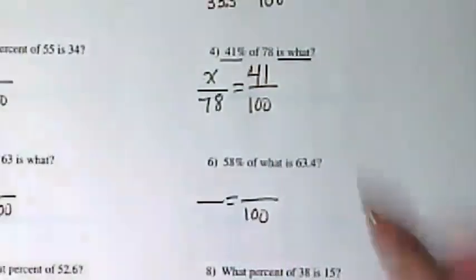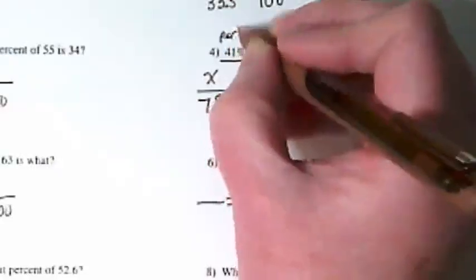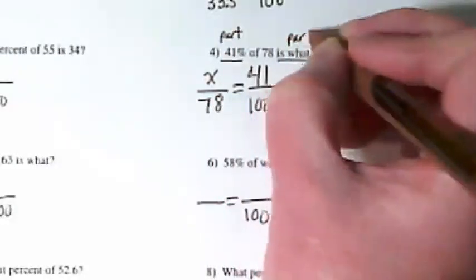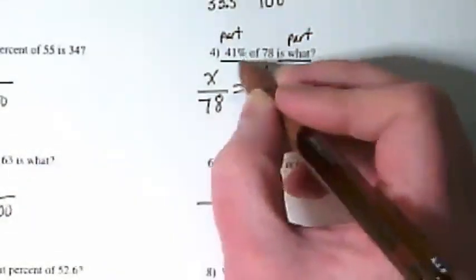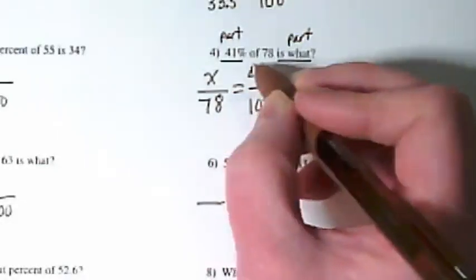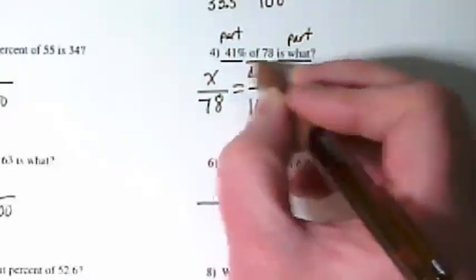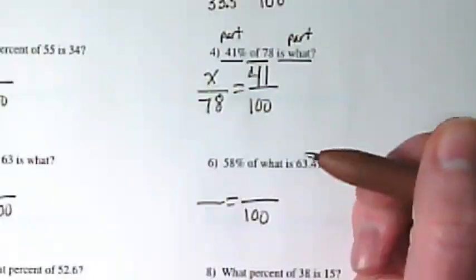The way the sentence is reading, this is telling us that this is the part, and so is this. The percent is always implying 100 is the whole, and because it says "of 78," that's how we know it's the whole.